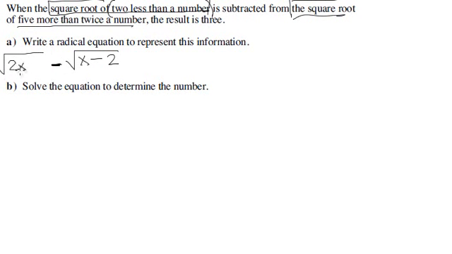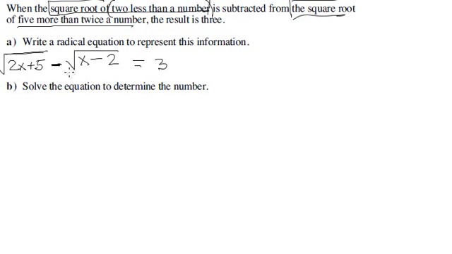Here's twice a number, and now 5 more than twice a number, and then this symbol makes it the square root of 5 more than twice a number. And finally, they say the result is 3. So there's an equation to represent all that. Solve the equation. Well, it's got 2 roots, and you know how we deal with that.